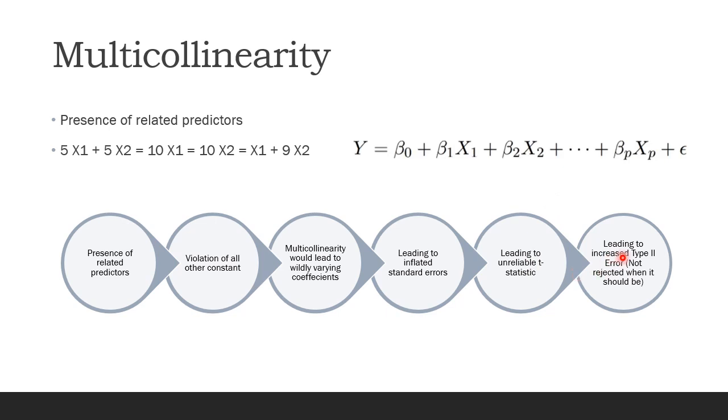And this would lead to a type 2 error. I hope you are aware of type 2 error. This is a statistics 101 problem. The type 2 error happens when we do not reject the null hypothesis when it should be rejected.